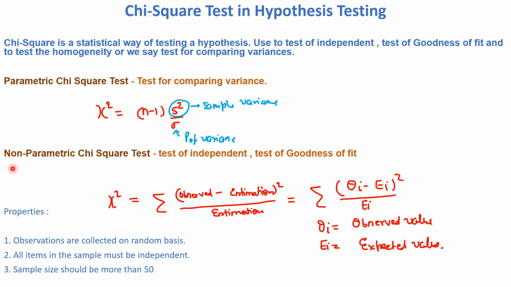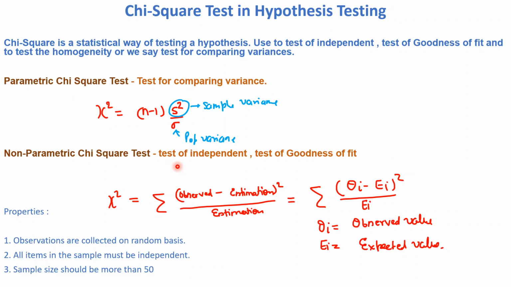The second type is the non-parametric chi-square test. Non-parametric means we use the chi-square test to test categorical variables. If we have a categorical variable, we can use the chi-square test. In which situation can we use it for categorical variables? If we want to test independence. We have some data set, and we want to check whether those categorical variables are independent or have some dependency. To check that dependency or independence, we use the non-parametric chi-square test.